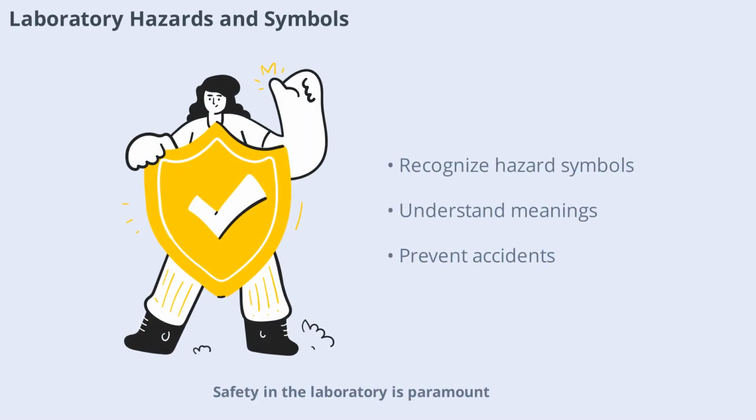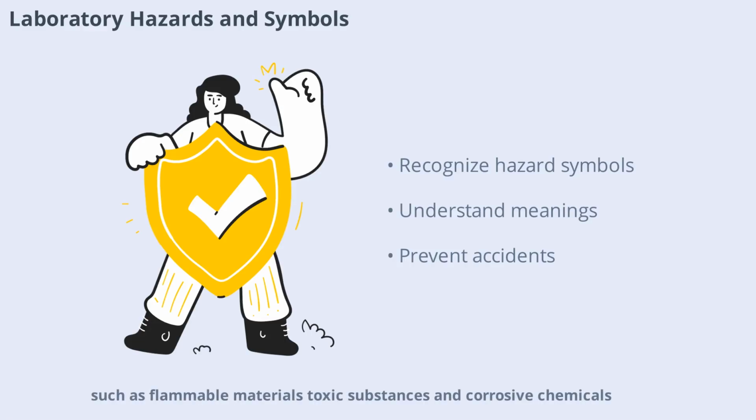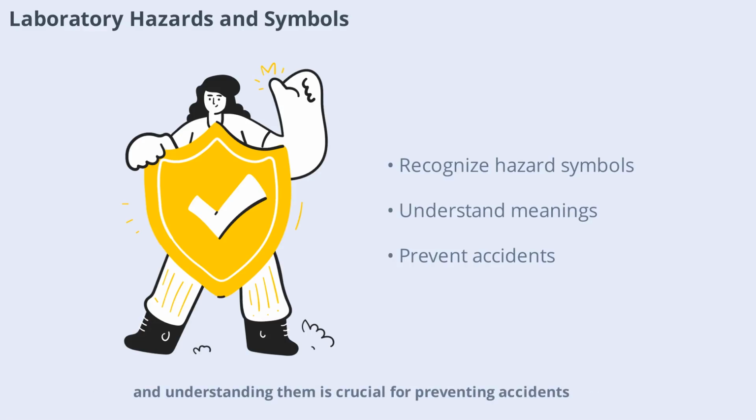Safety in the laboratory is paramount. Charts displaying hazard symbols help learners recognize potential dangers, such as flammable materials, toxic substances, and corrosive chemicals. Each symbol has a specific meaning, and understanding them is crucial for preventing accidents. Be sure to familiarize yourself with common laboratory symbols and their meanings, as questions on this topic often appear in exams and are essential for safe laboratory practices.